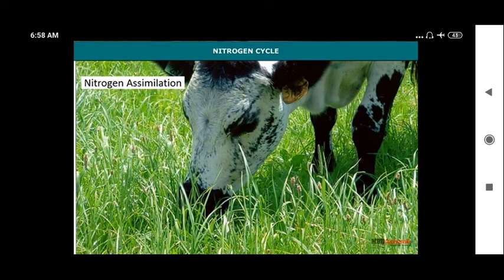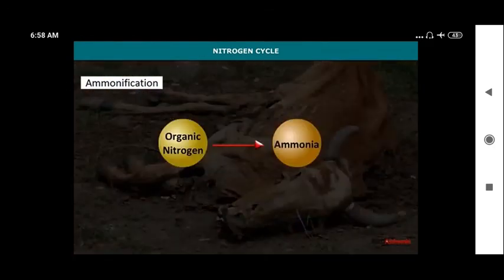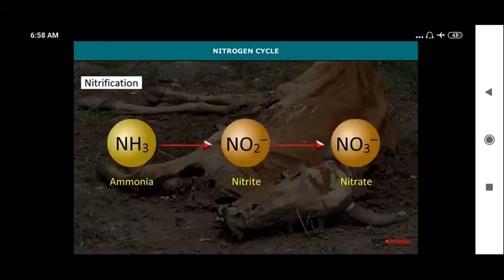Nitrogen assimilation: plants take up nitrogen and synthesize compounds from it. Other organisms feed on plants to get nitrogen. Ammonification: it involves the decomposition of proteins of dead plants and animals and nitrogenous wastes like urea and uric acid of animals to ammonia in the presence of ammonifying bacteria.